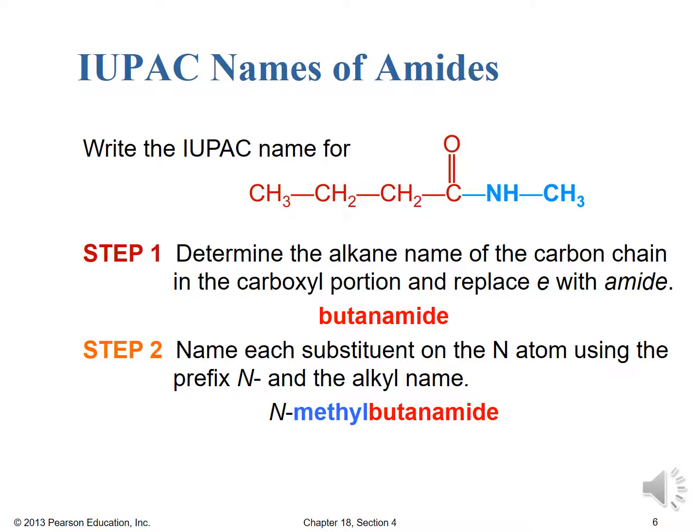Next, we name the substituents on the nitrogen atom, if any. In this case, we do have a methyl group, so we use the prefix N- just like we did for amines, and in this case, we're going to see it's N-methylbutanamide. So there we have it, our IUPAC nomenclature for amides.